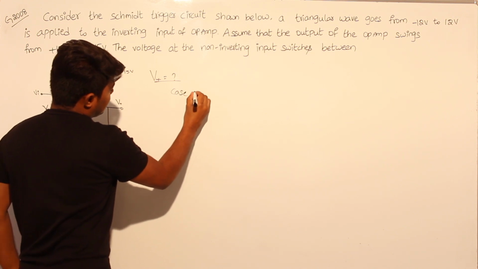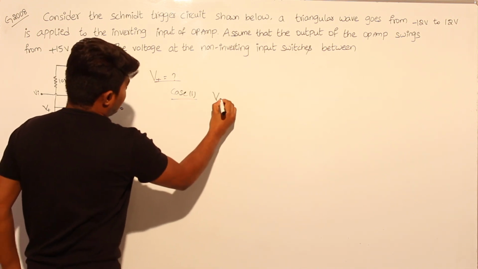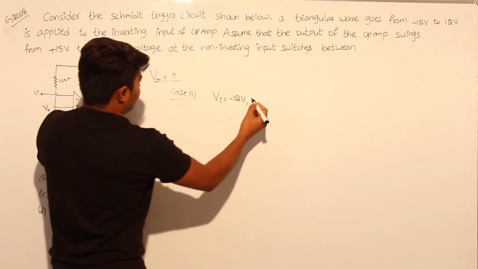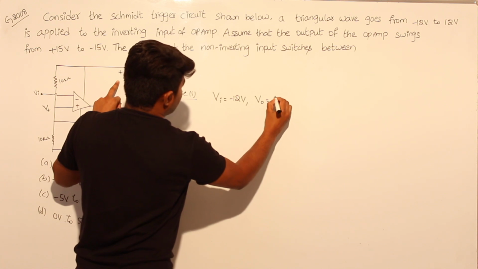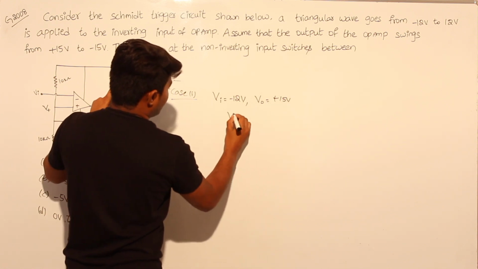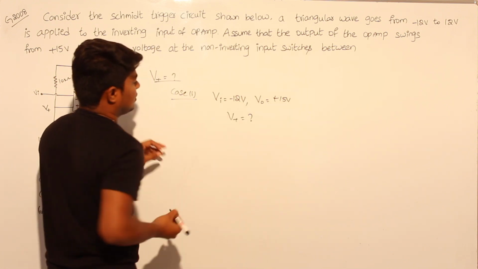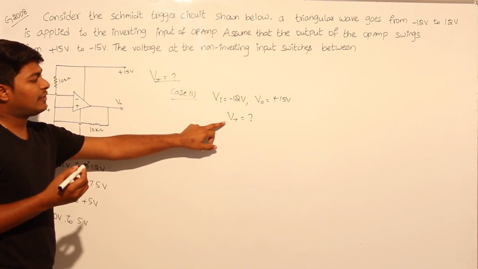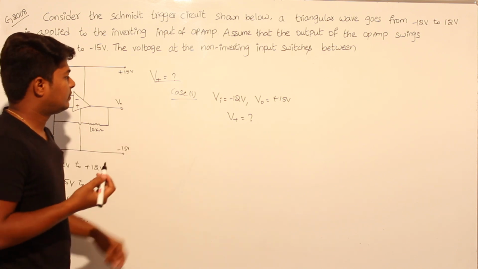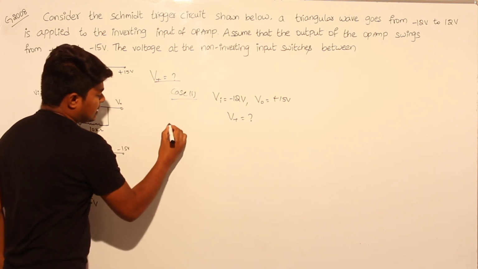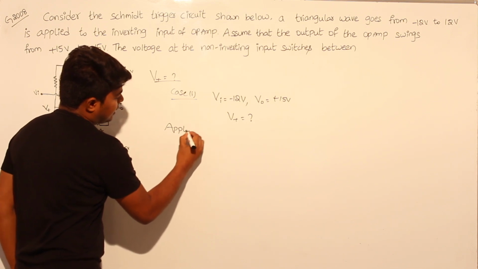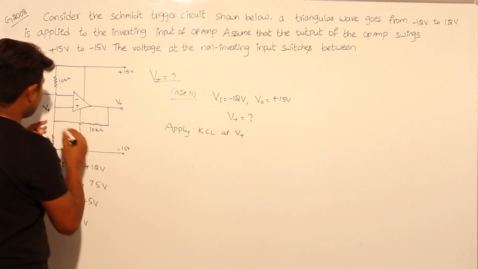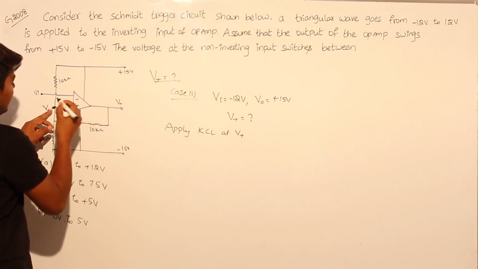Case one is Vi equal to minus 12 volts and V naught equal to plus 15 volts. So we need to find V plus. This is the first case we need to see, where V plus is the non-inverting terminal of the op amp. Now apply KCL, Kirchhoff's current law, at V plus. At this point we are applying KCL.